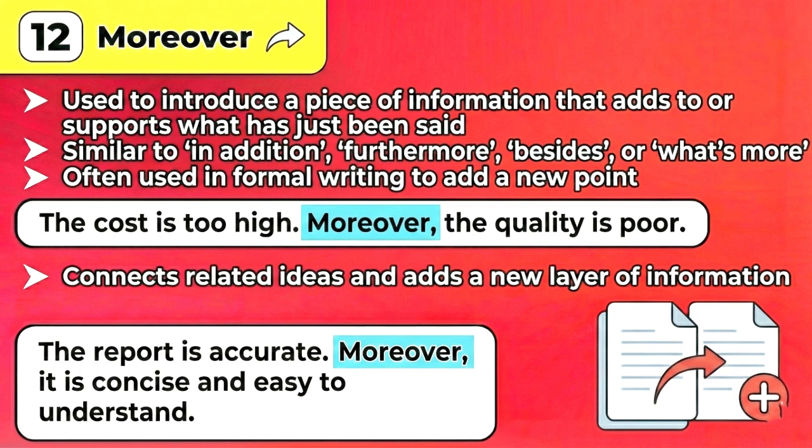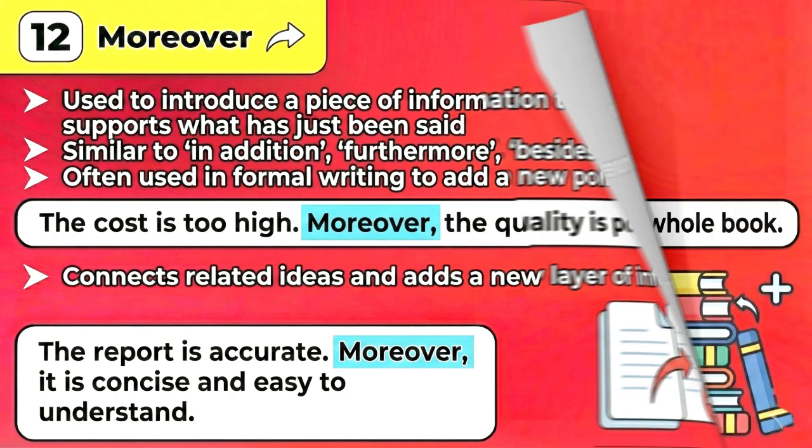Another example is the report is accurate. Moreover, it is concise and easy to understand. In IELTS writing, moreover is very useful when building strong arguments. It helps you move smoothly from one idea to the next. Use moreover when the second point adds extra weight to your argument. This will make your writing sound confident and well structured.